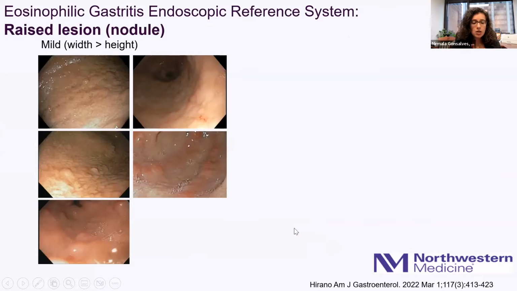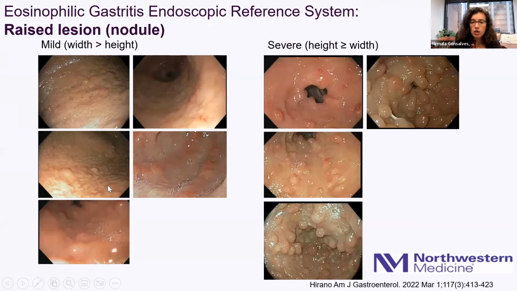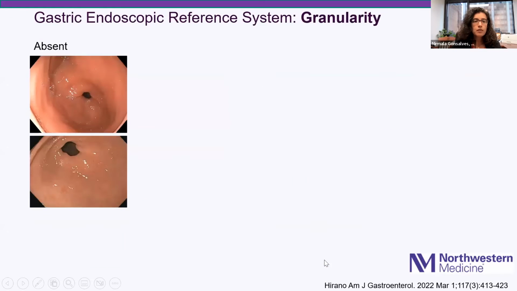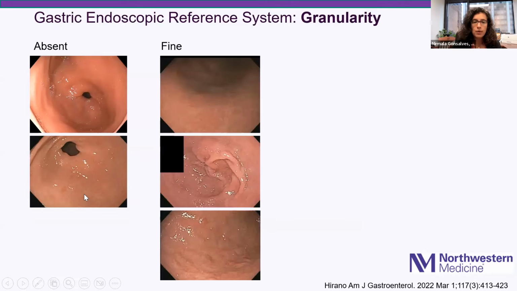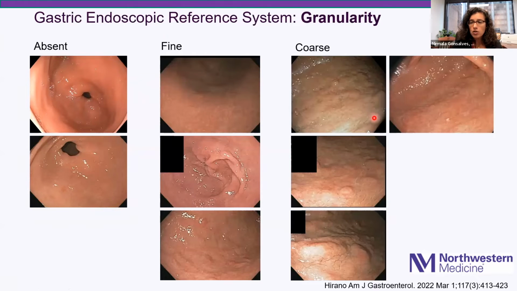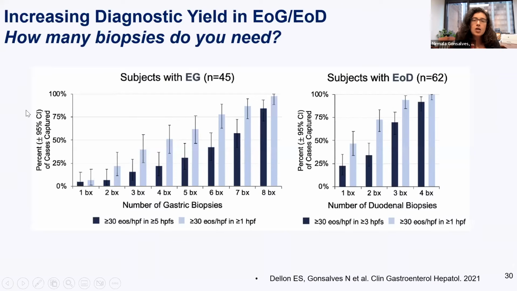Raised lesions look nodular, kind of lumpy, bumpy here, and can be very mild or quite profound, as you can see here on the right. Granularity can be absent, meaning you still have some glistening mucosa and normal vascular pattern. You can see this fine loss of vascular pattern here, and even more prominent coarse granularity. So those are the endoscopic features that clue us in as endoscopists to take those biopsies.